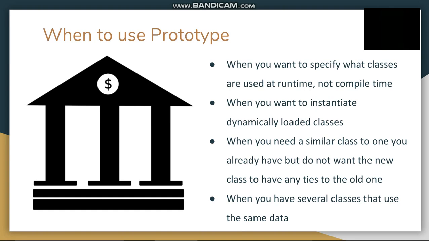There are several instances where you would want to implement the prototype design pattern. You would want to use this when you would like to specify what classes are used at runtime instead of compile time. You would also use this when you want to instantiate dynamically loaded classes, and when you need a similar class to one you already have but do not want the new class to have any ties to the old one. This is because the new copied class will be stored in a completely different location in memory. You would also use the prototype design pattern when you have several classes that share the same data.